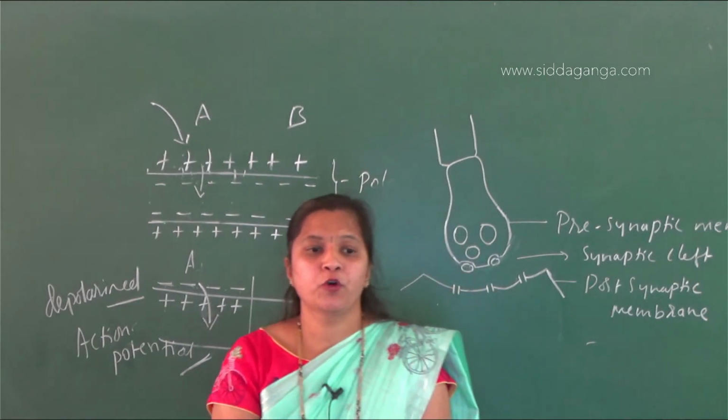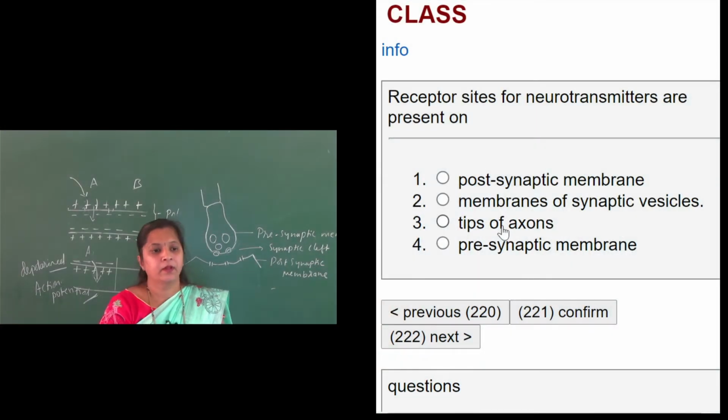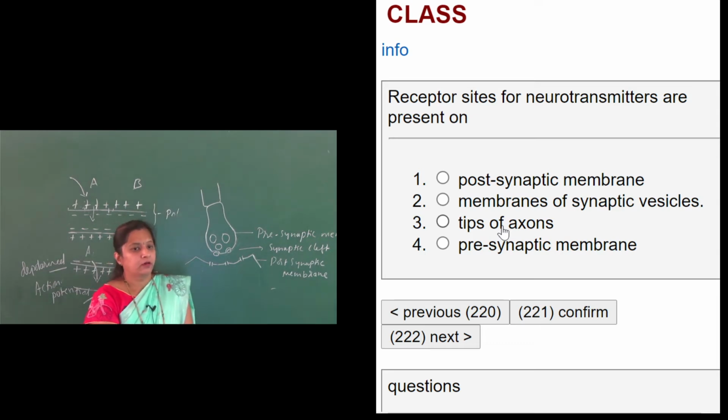Receptor sites for neurotransmitters are present on. First option, postsynaptic membrane. Second option, membranes of synaptic vesicles. Third option, tips of axons. Fourth option, presynaptic membrane. So here, receptor sites for neurotransmitters are present on.